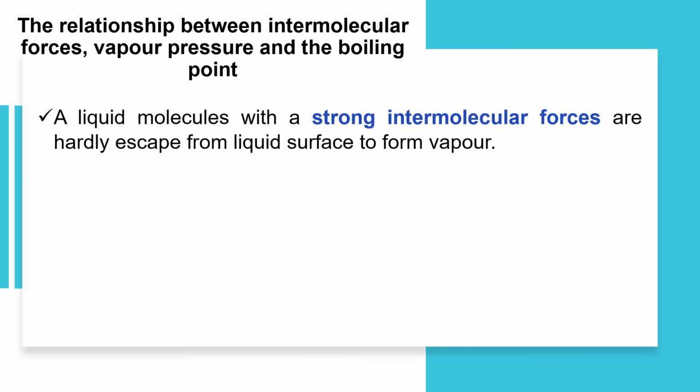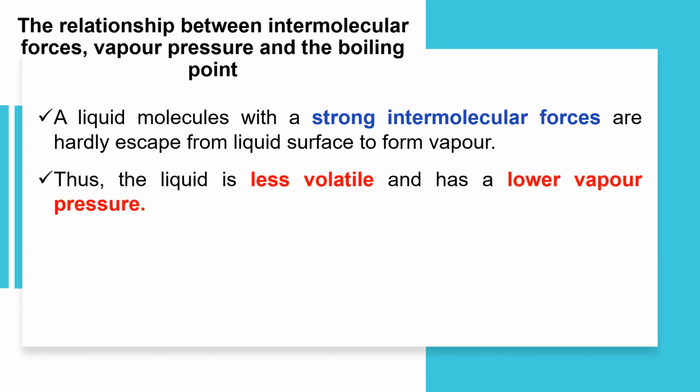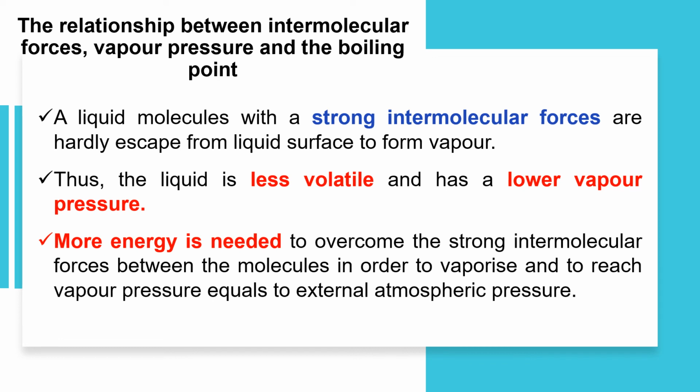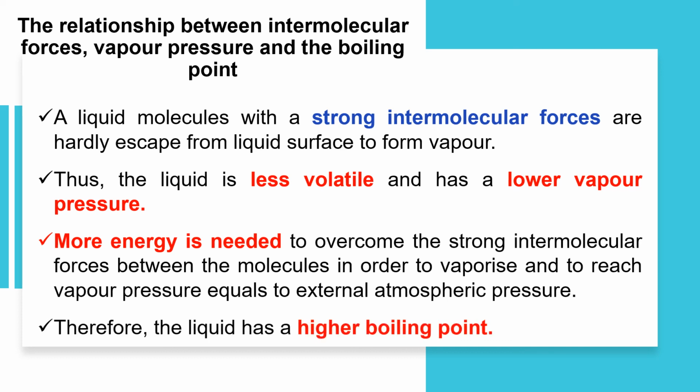Otherwise, liquid molecules with strong intermolecular forces hardly escape from the liquid surface to form vapor. Thus, the liquid is less volatile and has a lower vapor pressure. More energy is needed to overcome the strong intermolecular forces between the molecules in order to vaporize and to reach a vapor pressure equal to the external atmospheric pressure. Therefore, the liquid has a higher boiling point.